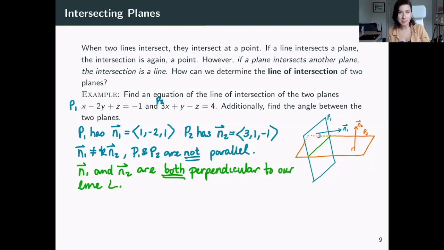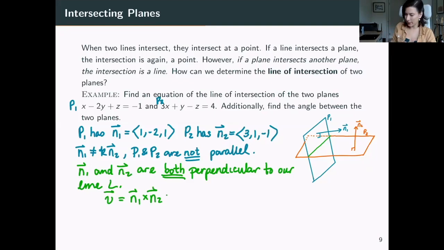And now that we have this piece of information, we can use our understanding of the cross product. Our line L is perpendicular to both of those vectors, so its direction will be perpendicular to both n1 and n2. So we could use the cross product: V, the direction of the line L, is going to be equal to n1 crossed with n2. This is a computation that we've done a bunch of times before, so I'm going to leave that to you to work out on your own.